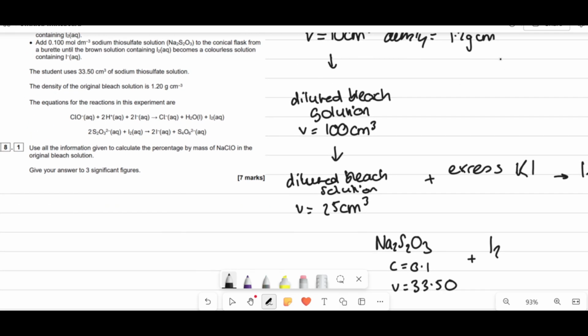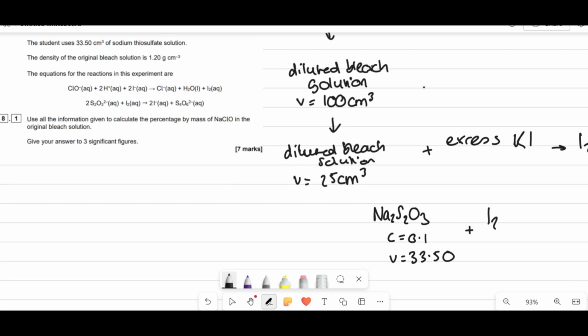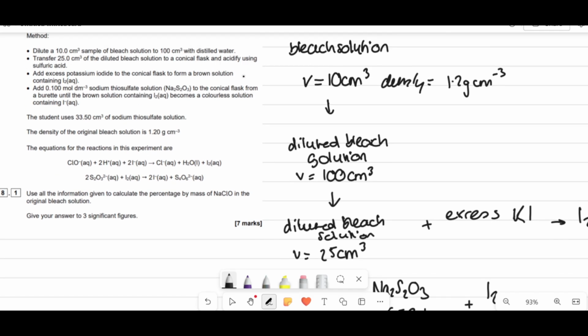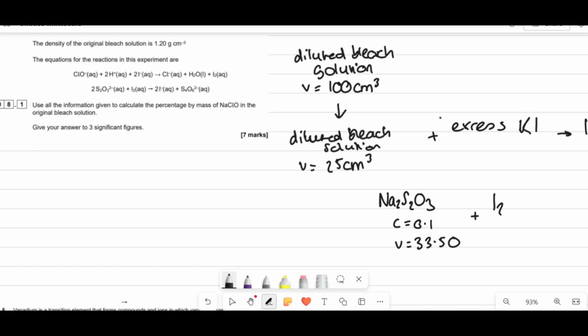Now what I do is I can see there's some equations here. I'm going to put those at the relevant bits of my flowchart. So what I mean by that is here we've got ClO- plus 2H+ plus 2I-. The H+ means that they've added an acid, which makes sense because if you look above, they've acidified it. Cool. The I- must have come from this excess KI. So this equation here is all related to this part, this step.